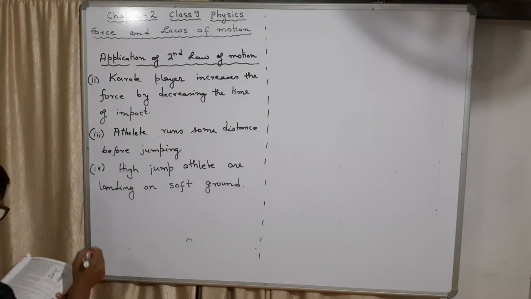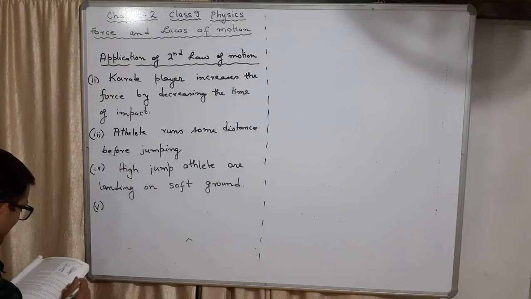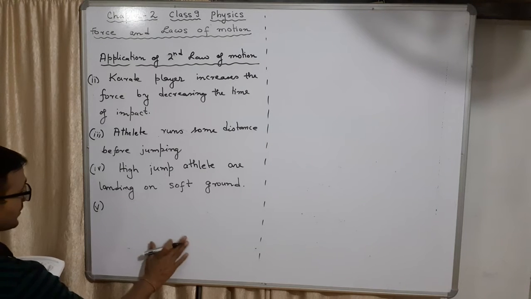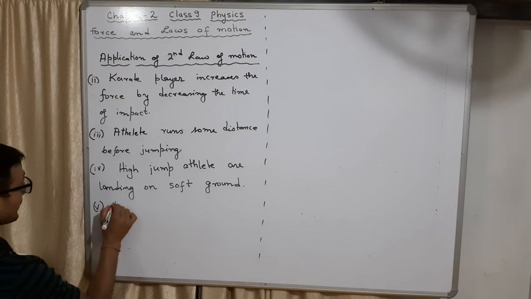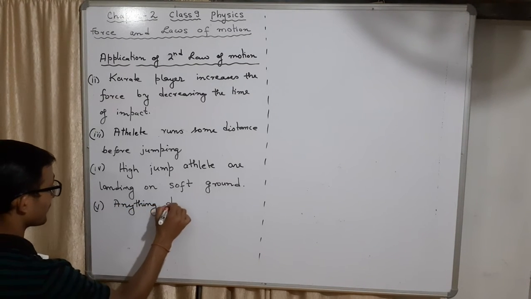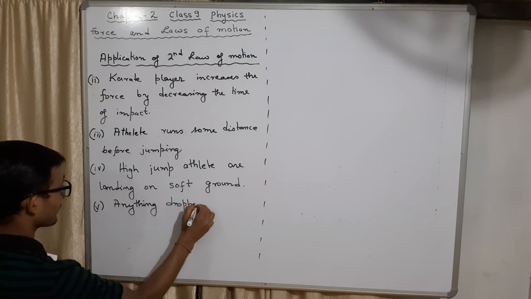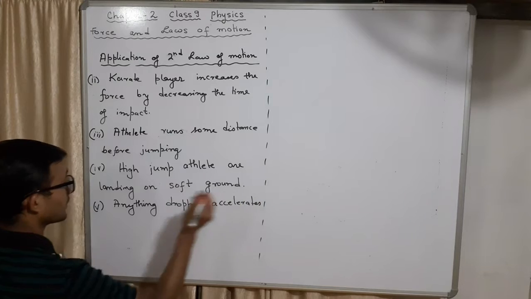Similarly, there is the fifth one. Dropping anything from a height will make it fall towards the earth. The force of gravity acting on the mass you drop produces an acceleration. This is a common feature. In the next chapter also we will do this. Anything dropped accelerates. This is a common feature.